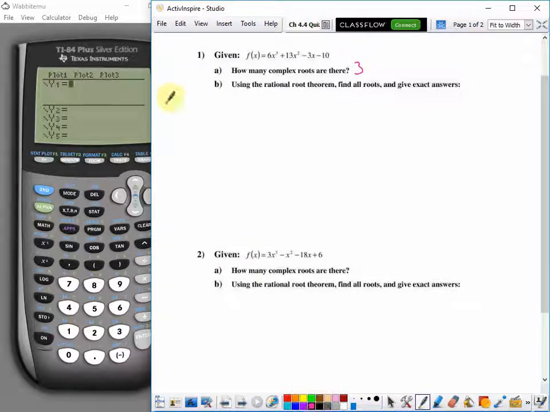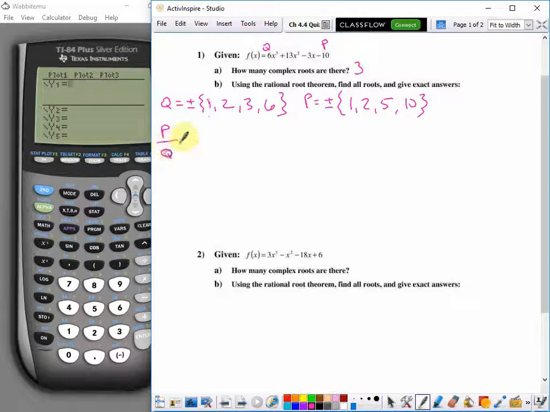Okay, so we start with Q, and Q is plus or minus all of the factors of the leading coefficient. The numbers that go into 6 are 1, 2, 3, and 6. And then P is plus or minus all the factors of 10, the constant term: 1, 2, 5, and 10. Okay, so P over Q is all the possible rational roots of this equation.